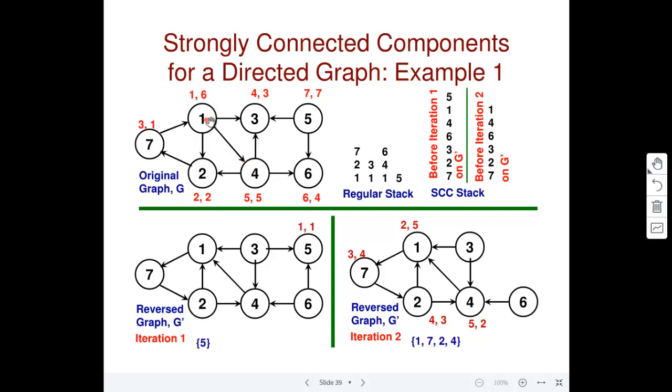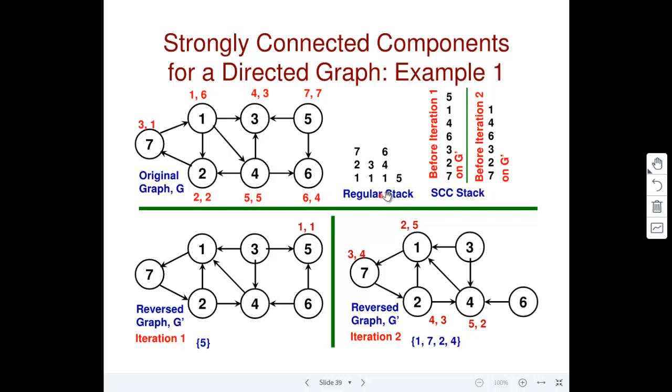Okay, so the first step is to run depth first search on the given directed graph. As you run depth first search, you can keep track of the order in which the vertices were pushed and popped out. For that, we will use a stack. Now, we will use another stack also, so we'll use two stack instances here. We'll call one a regular stack that we use to just keep track of the order in which vertices were pushed and popped out of depth first search. And then we'll make use of another stack called the SCC stack, for strongly connected components, to identify strongly connected components.